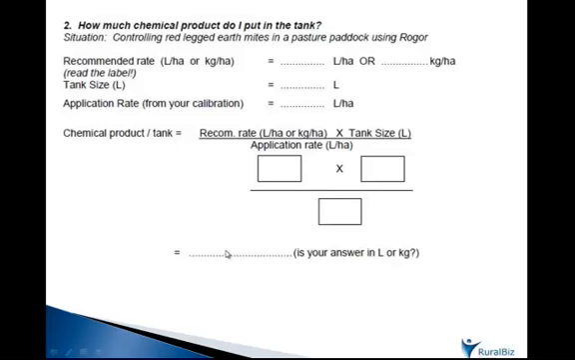Welcome back. Just check your answer now and see if you've got 0.106 litres. We would normally change that into millilitres by multiplying by 1000. So that would become 106 mils to be added to the tank.